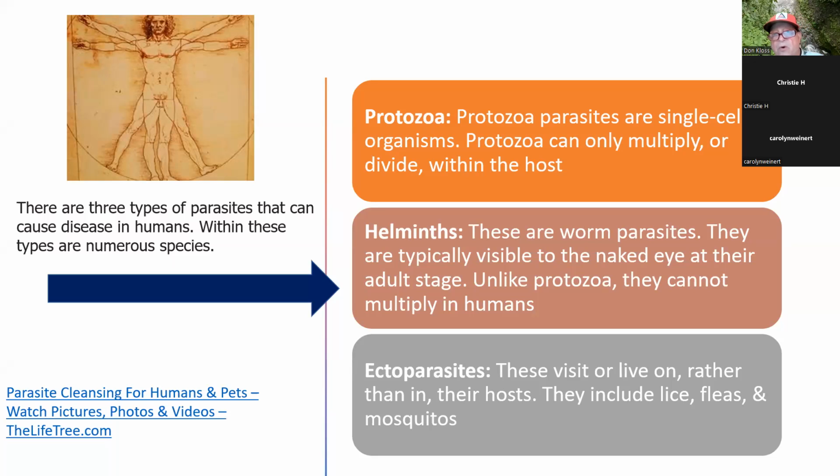The first is protozoa, which are single-celled parasite organisms, and they can only multiply or divide within the host, meaning us. Then we have something called helminths, and these are worm parasites. They are typically visible to the naked eye at their adult stage, but unlike protozoa, they cannot multiply in humans. Some common examples might be roundworms, hookworms, that sort of thing.